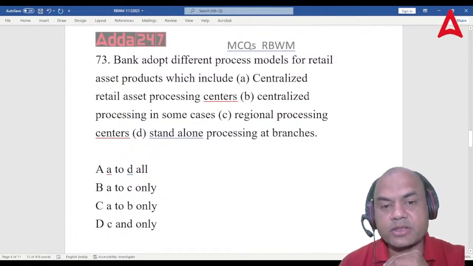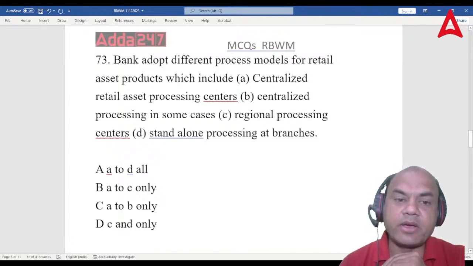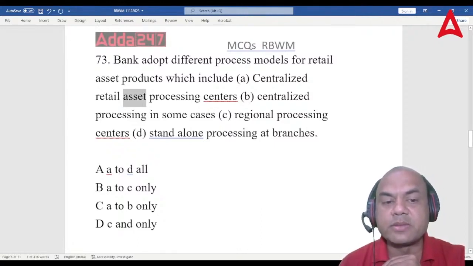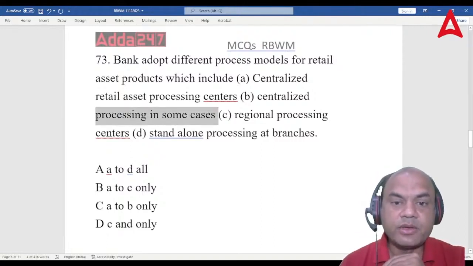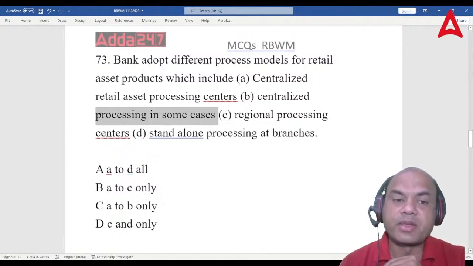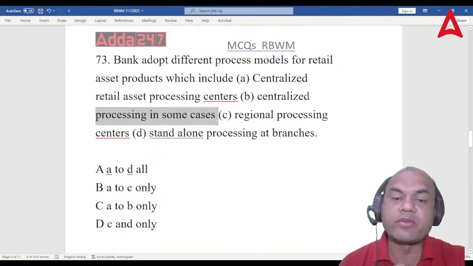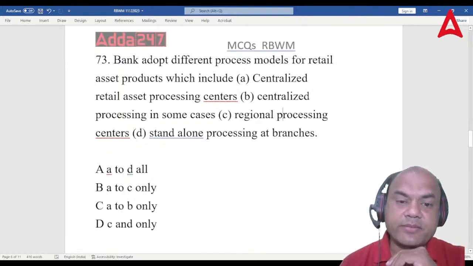Centralized retail asset products, and here centralized processing in some cases. Now the difference between A and B is, in A we are only focusing on asset loan, but here we are focusing on loan as well as deposits, assets and liabilities both. So that is the difference: centralized asset processing, then centralized processing in some cases, regional processing centers. Regional means we have various regions, north, east, west, south. There are certain processing centers, right?